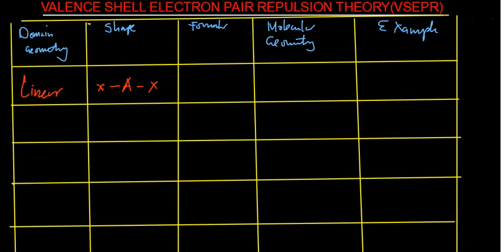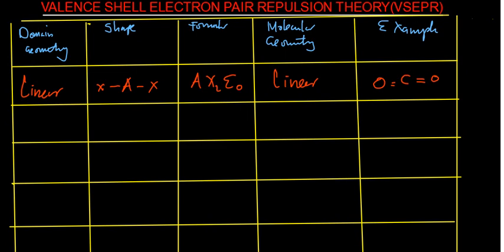So the formula in this case is AX2. Do we have any electrons? We don't have any lone pairs, so that will be E0. So the molecular geometry will also be linear. That is because we don't have any lone pairs in this case. An example that we can give is carbon dioxide, which is in this form. It has 1 oxygen and 1 oxygen on the other end. The carbon doesn't have any lone pair of electrons on it. So it has a linear shape.